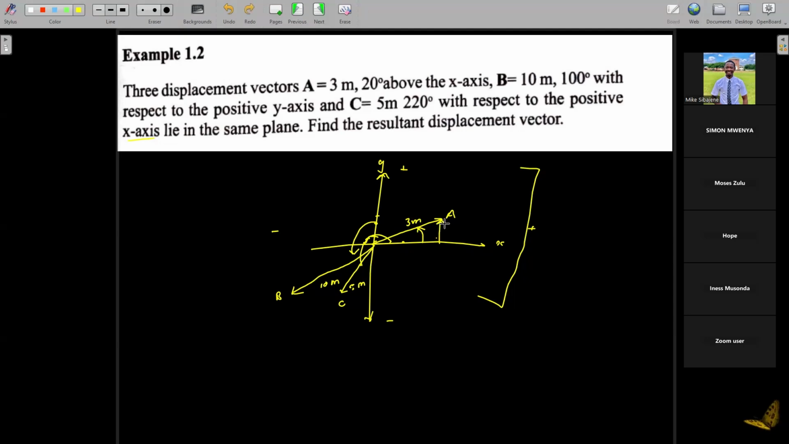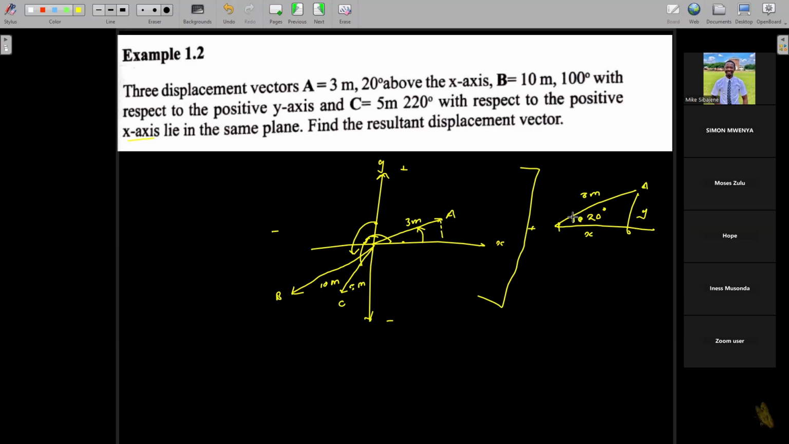Those who attended the lecture yesterday, we said that we get this to be a triangle like that. Let that be our triangle and let that angle be theta. The angle has already been given as 20 degrees, and the magnitude has been given as 3. That is your point A. So we are interested in finding the x component and the y component of that point.